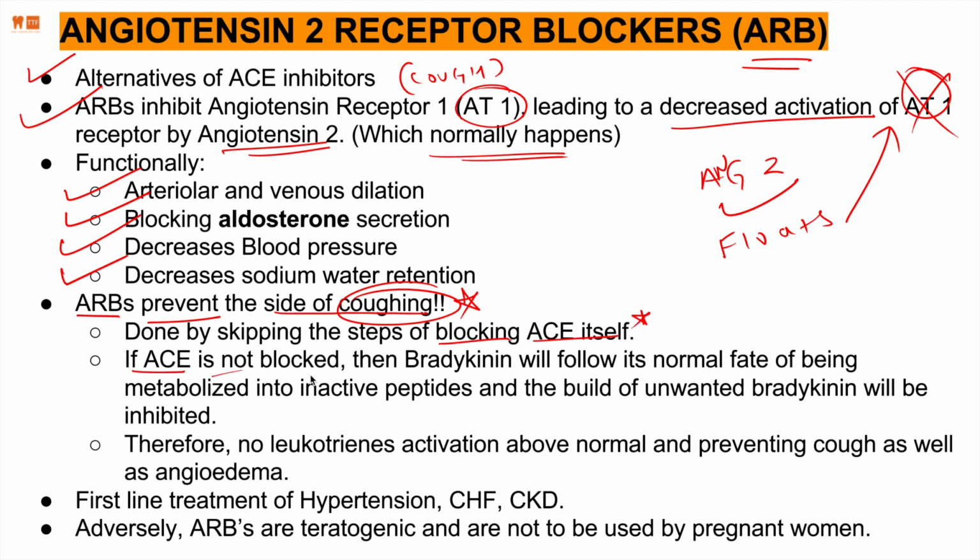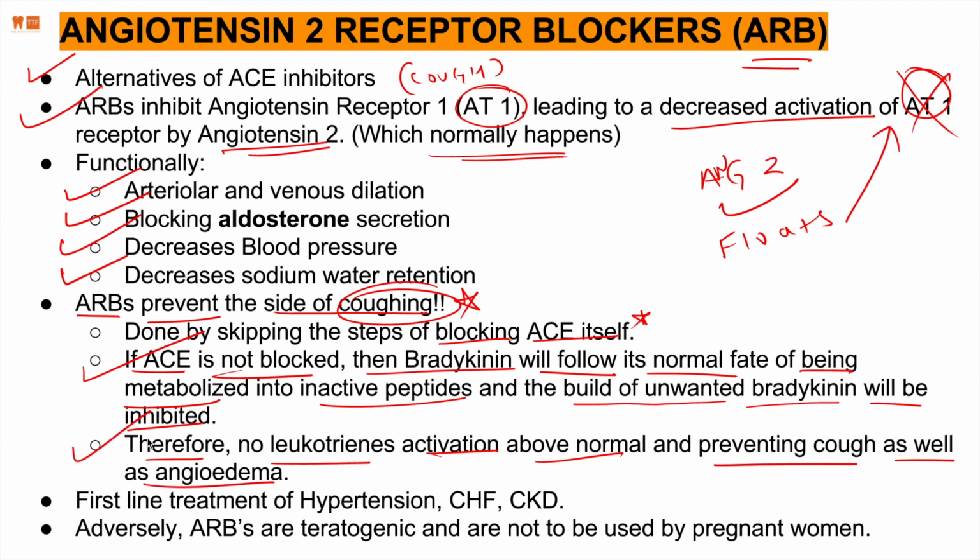So if ACE is not blocked, then bradykinin will follow its normal fate of being metabolized, broken down into inactive peptides, and the buildup of unwanted bradykinin will be inhibited. Therefore, no leukotriene activation above normal values, therefore preventing cough as well as angioedema. So, ARBs are better than ACE inhibitors when it comes to bradykinin function. Therefore, it's a first-line treatment of hypertension, CHF, and concomitant CKD.